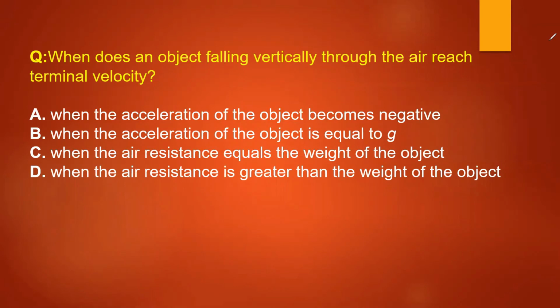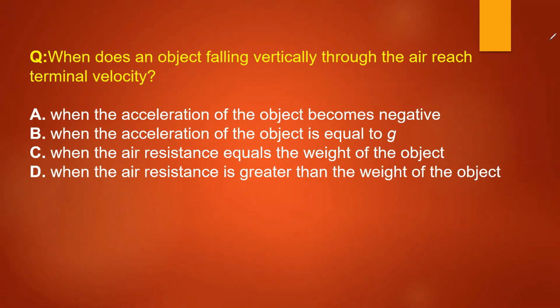Question number 1. When does an object falling vertically through the air reach terminal velocity? A. When the acceleration of the object becomes negative. B. When the acceleration of the object is equal to g. C. When the air resistance equals the weight of the object. D. When the air resistance is greater than the weight of the object.